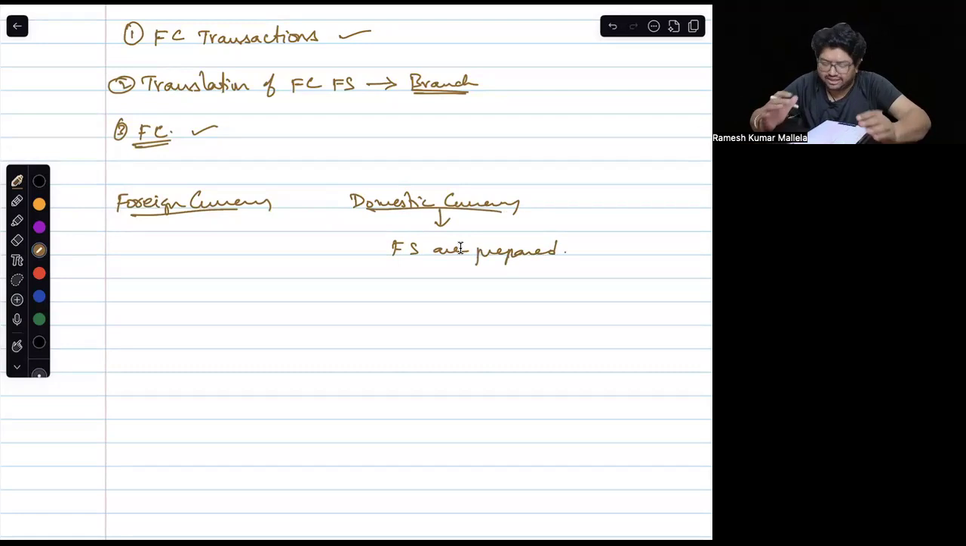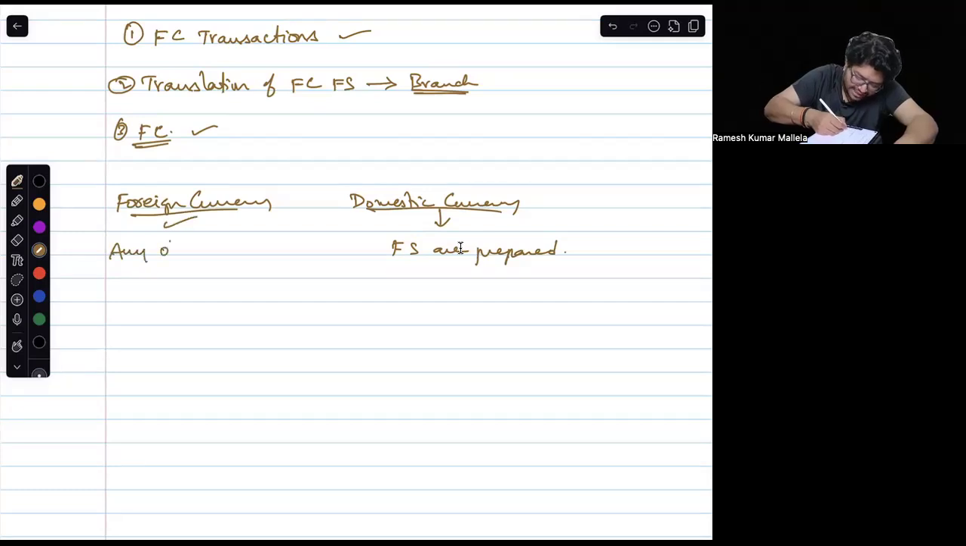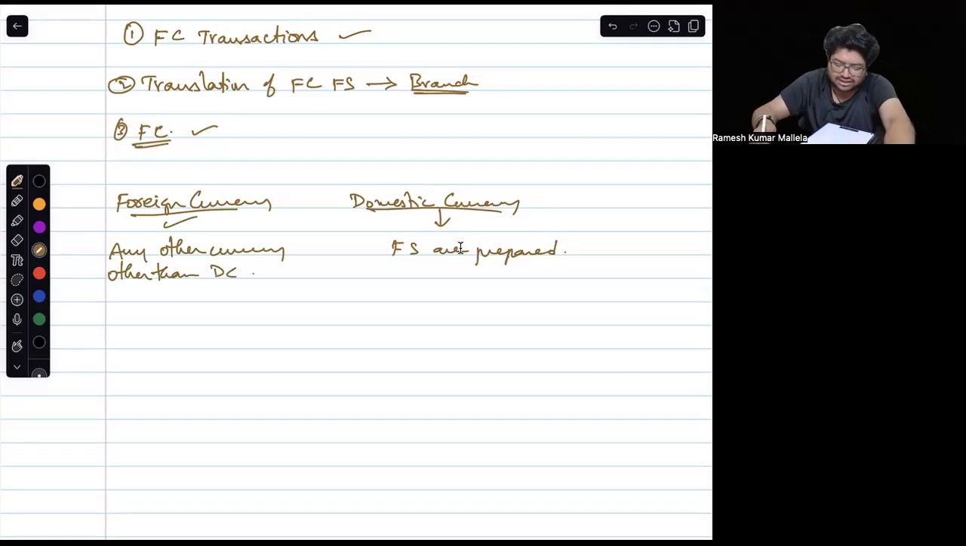That means my accounting is happening in this currency. In such a case, that is my home currency. The currency in which a transaction takes place other than domestic currency is called a foreign currency. So any other currency other than domestic currency is basically your foreign currency. Is it clear, people? Yes, sir.